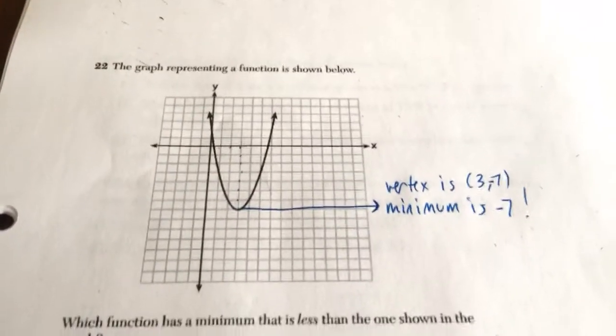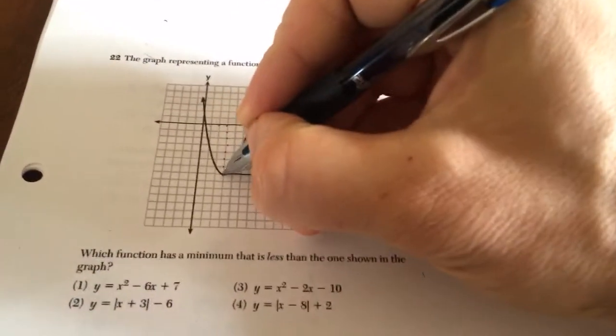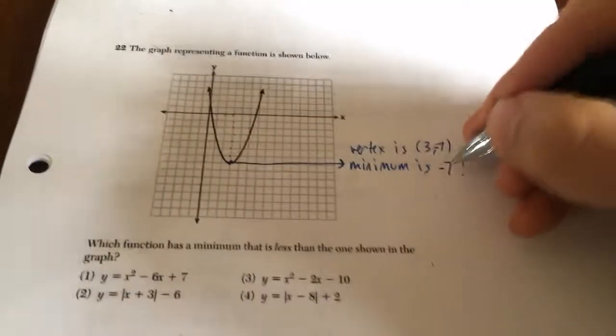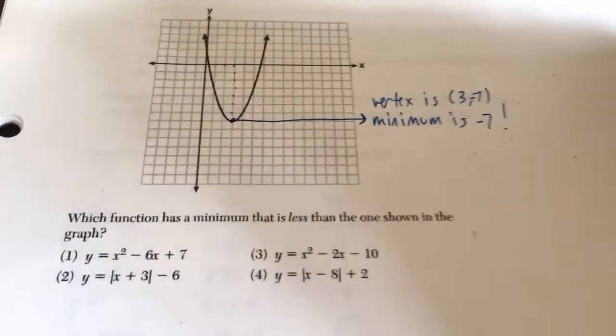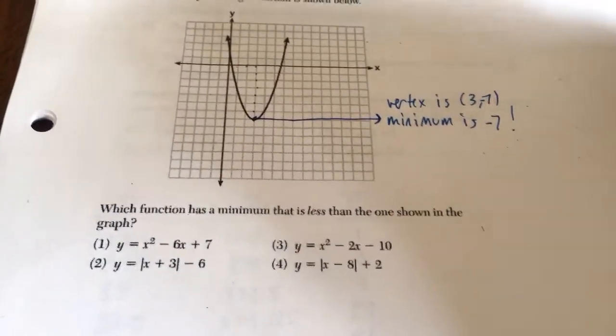In number 22, they're asking you which function has a minimum that is less than the one shown. Well, the vertex of this parabola is (3, negative 7), therefore the minimum is negative 7. Which function has a minimum that is less than the one shown in the graph?